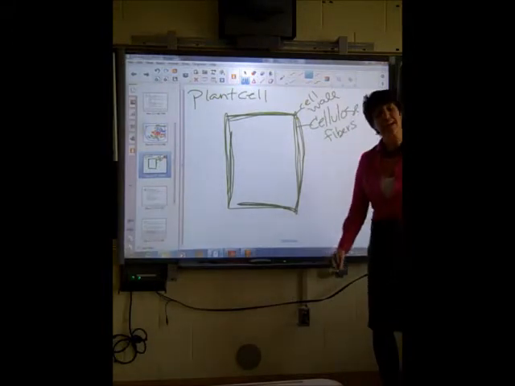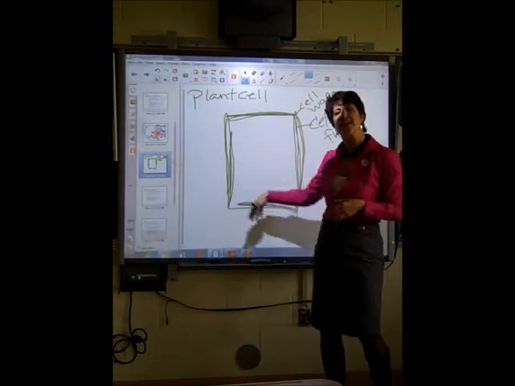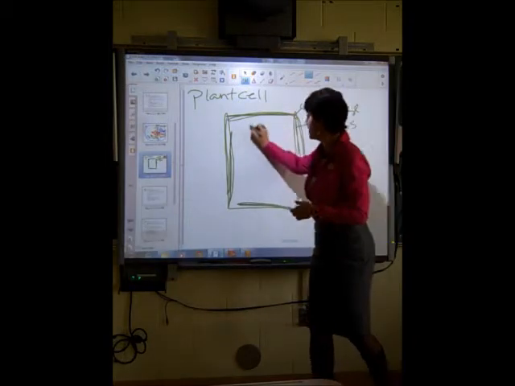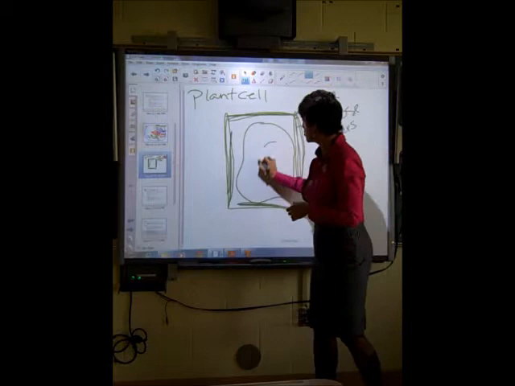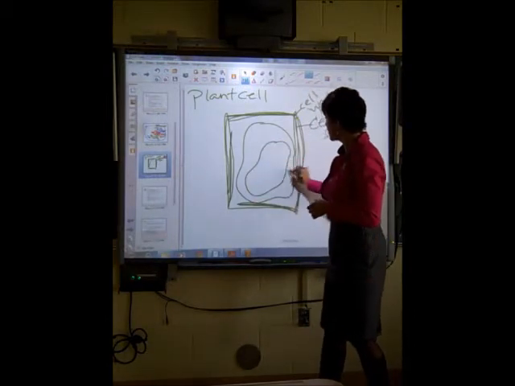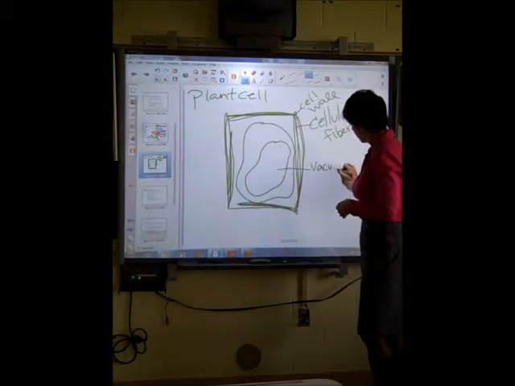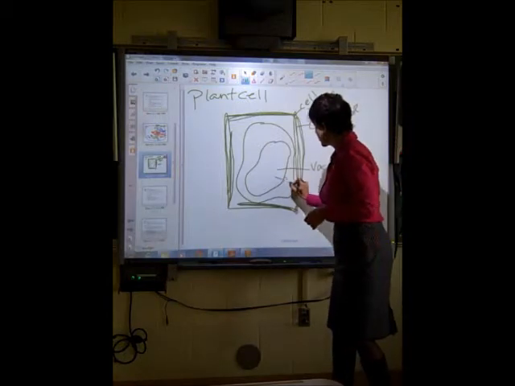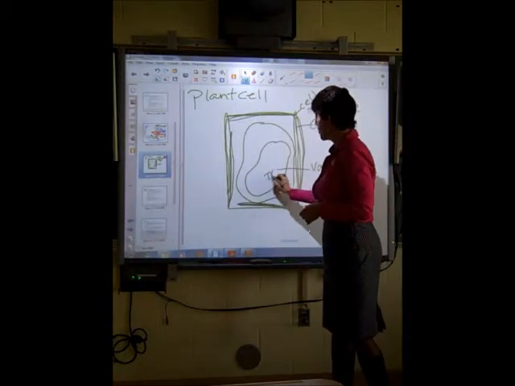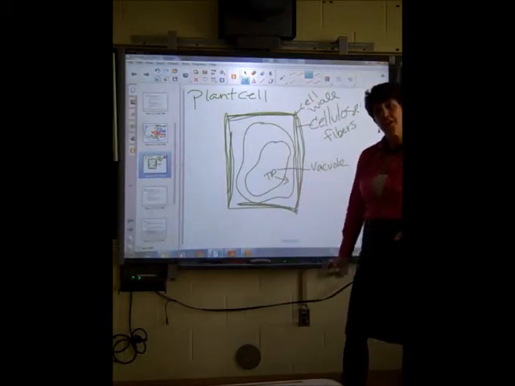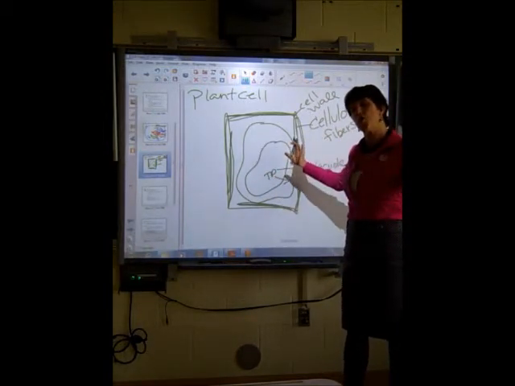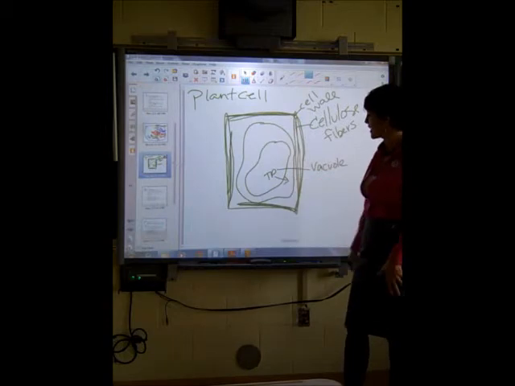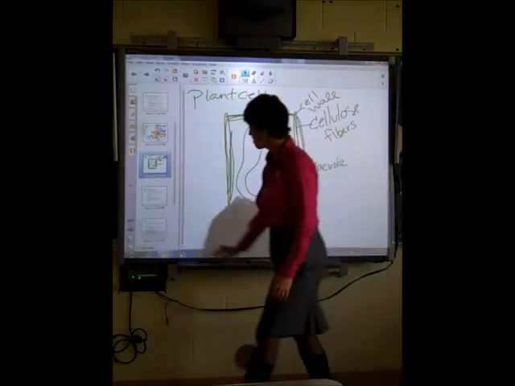A cell wall is not alive. It is simply fibers that surround each cell. The living portion is where the membrane is. There is usually a very large vacuole. And the vacuole exerts pressure. I'll put TP, turgor pressure. The turgor pressure that it exerts on the cell helps hold the shape of the plant cell.